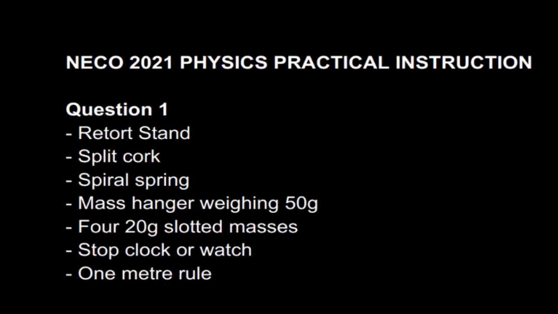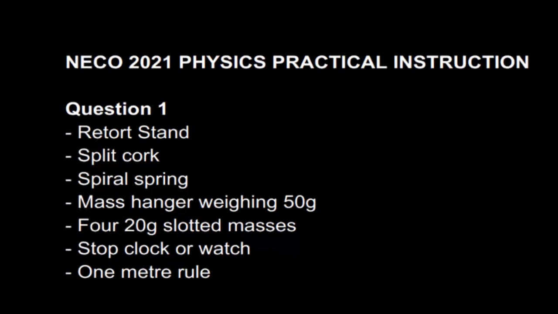So the first thing you need to understand is you are going to be presented with a list of apparatus, and for the first question, here are the apparatus you should be expecting. You'll be given a retort stand, a split cork, a spiral spring, a mass hanger whose weight is 50 grams. You'll be given 4 slotted masses, a stopwatch, and a meter rule. In this experiment, you expect to hang a spiral spring on a retort stand, then suspend a hanger, and then have some weight on the hanger. Then you'll be asked to oscillate the spring and take some measurements.